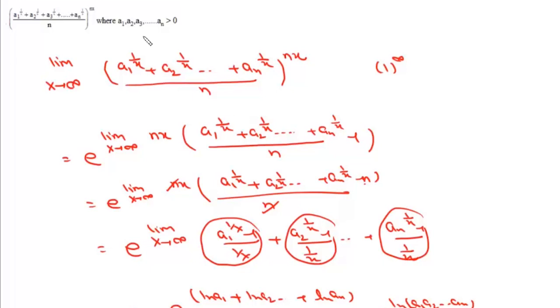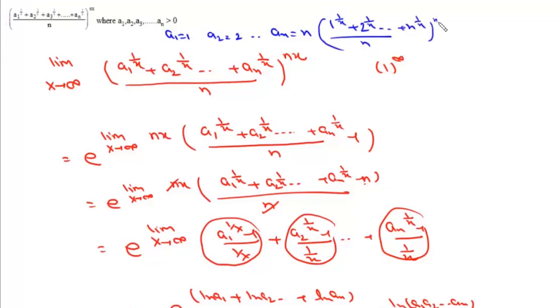And if we take a1 as 1, a2 as 2, an as n, then it will be 1 to the power 1 by x, 2 to the power 1 by x, n to the power 1 by x upon n to the power nx. That will be equal to a1 into a2 into a3 up to an. So it will be 1 into 2 into 3 up to n. In that case, the answer to this limit will be factorial n.